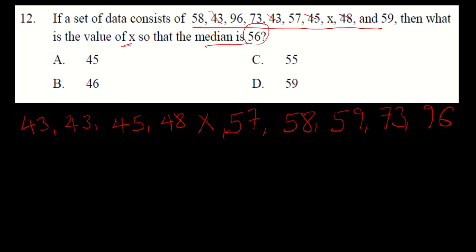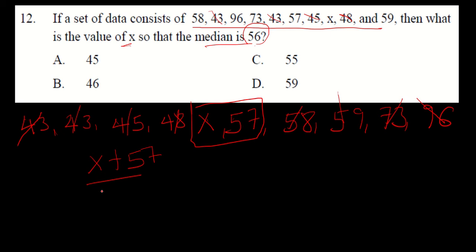So after you write the total data in ascending order, you can cancel one from the left and one from the right to find the median. There is a formula, but at this level the textbook taught you in this way. So cancel one from the left and one from the right, and then observe what is left at the middle. There are two data left, x and 57. Then add them, x plus 57, then divide by 2. This is equal to 56.